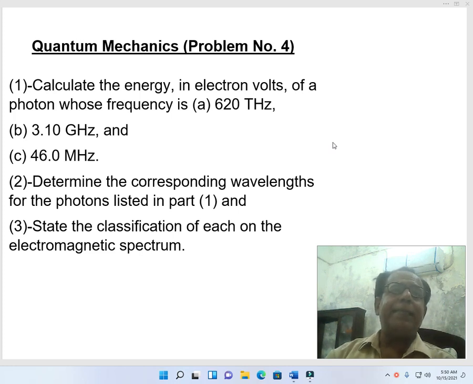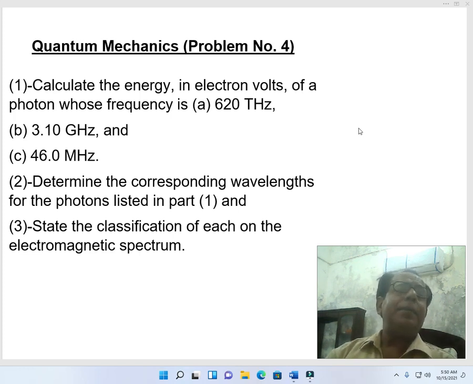Part A, 620 terahertz. Tera stands for 10 raised to the power 12. Part B, 3.10 gigahertz. Giga stands for 10 raised to the power 9. And part C, 46.0 megahertz. Million or mega stands for 10 raised to the power 6. First 10 raised to the power 12, then 10 raised to the power 9, then 10 raised to the power 6. Now we come towards second part.